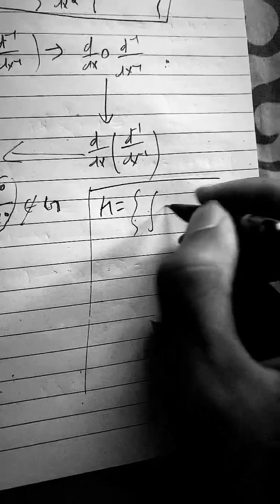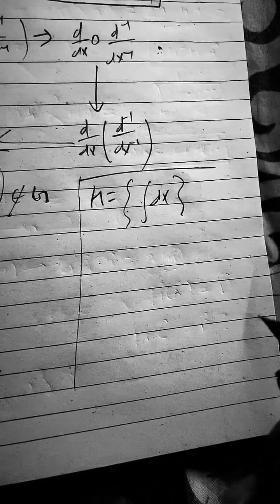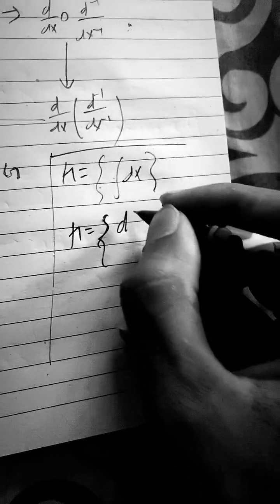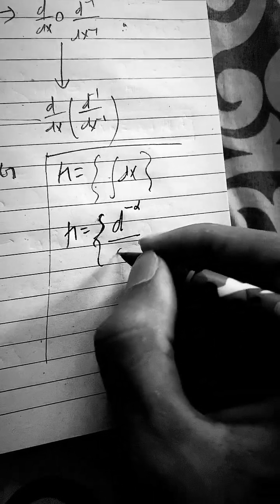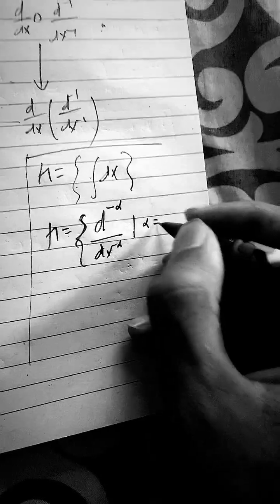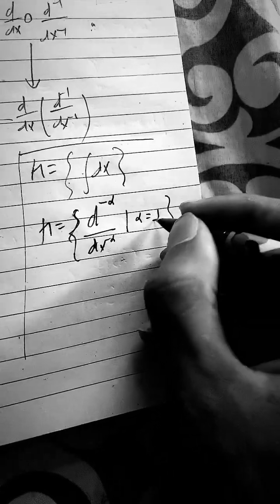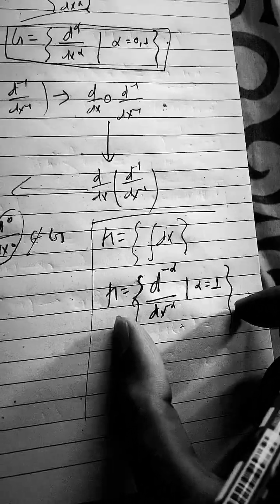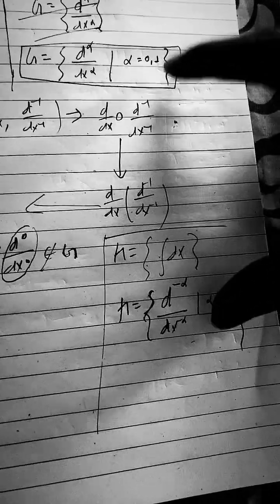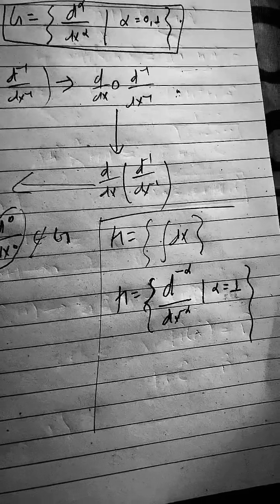What about H? H was this integration dx. It is a set. Now we can extend this, and we said this can be redefined as another set, which is d^(-α)/dx^(-α), such that α equals 1. So we have this H, this set, and then we have this set. We have two different sets, right? So it is closed now, right? Is it closed? Well, it is closed.